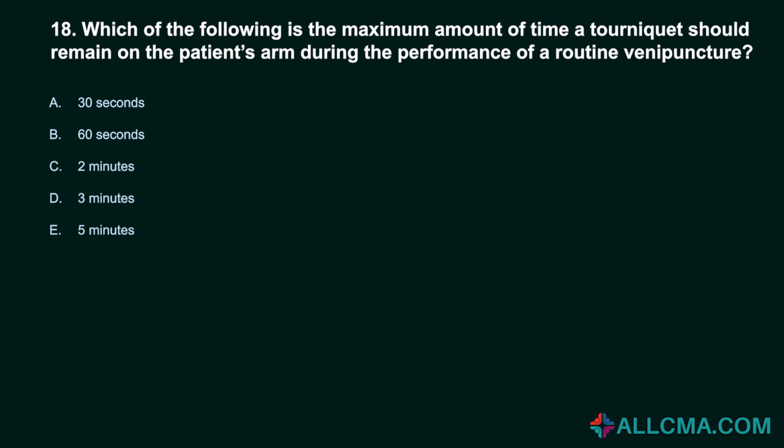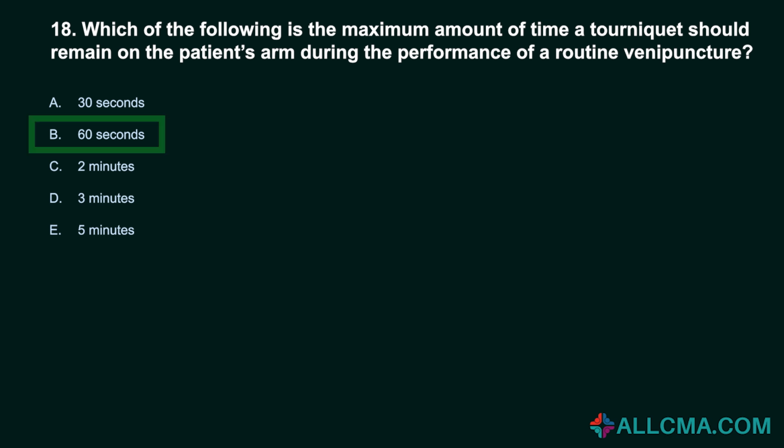18. Which of the following is the maximum amount of time a tourniquet should remain on the patient's arm during the performance of a routine venipuncture? A. 30 seconds. B. 60 seconds. C. 2 minutes. D. 3 minutes. E. 5 minutes. Correct answer, B.